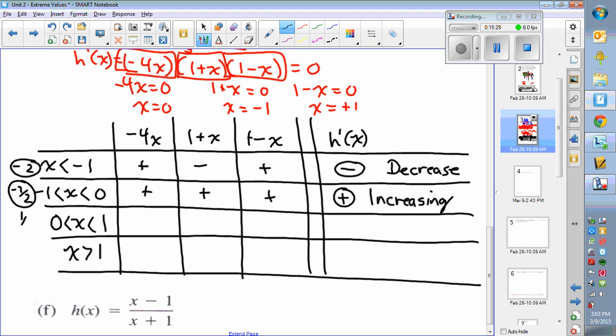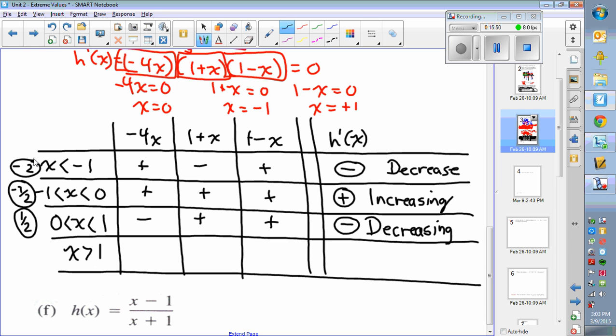Between 0 and 1, choosing 1/2. So throwing a positive 1/2 in times -4, you get a negative. 1 plus 1/2 is positive. 1 minus 1/2 is positive. A negative and two positives makes a negative, decreasing on that function. It usually alternates, but it does not have to.